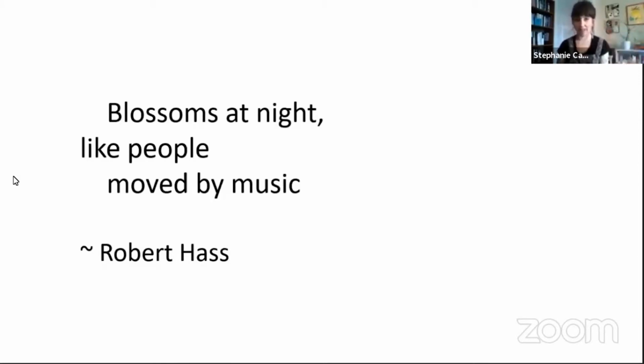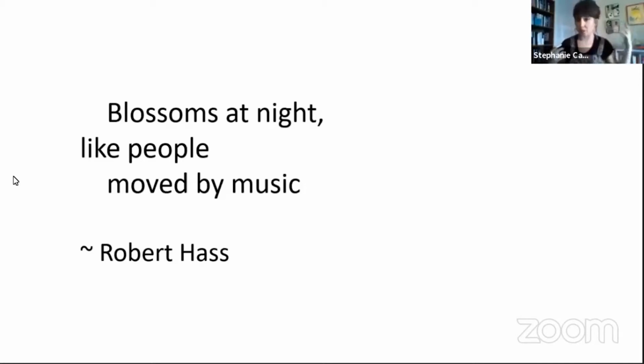But I think this is a really beautiful haiku that starts with this image, blossoms at night. Suddenly I'm transported, I'm outside, I'm near a flowering tree or some flowering bushes. And then, like people moved by music. I want you to think for a minute, what's the feeling that you get from that haiku, because we might have different feelings. So think about it. What do you feel when you hear that haiku? Blossoms at night, like people moved by music.